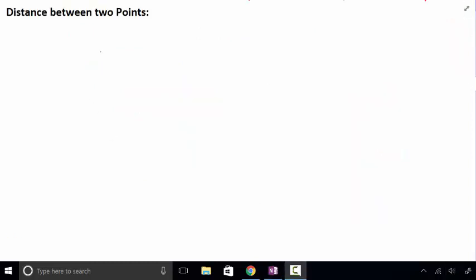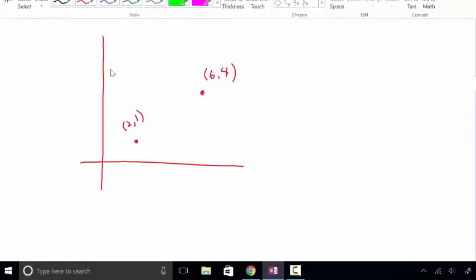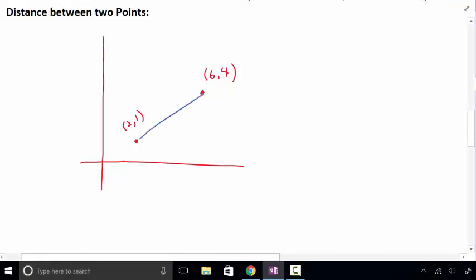So again, what I'm going to do is show you an example, and hopefully we'll be able to come up with the formula for the distance of 2 points. So let's say I have a point at 2, 1, and then another one at 6, 4. So let's say it's about here, and I'll call that 6, 4. Now, I have to find the distance between those 2 points. So let me draw a line in between. And here's the distance that I'm looking for.